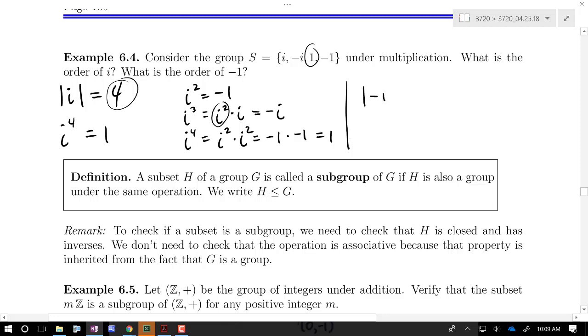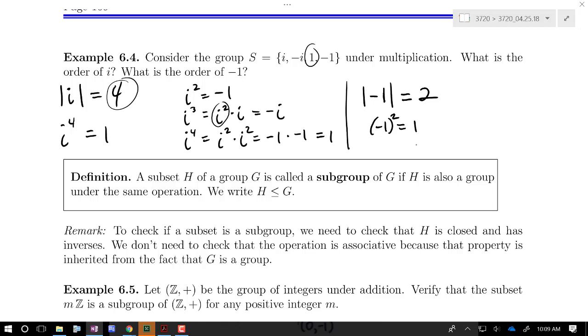What's the order of negative 1? What power do we put on negative 1 to get 1? I was thinking that it's just the power of 2. Yes, that's it. Because negative 1 squared is 1, and there's no smaller power of negative 1 that will give us 1. 2 is the first time we get there.